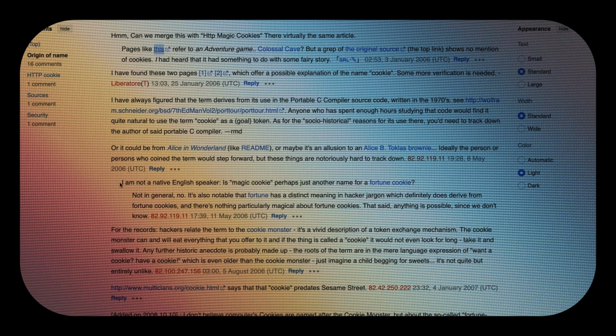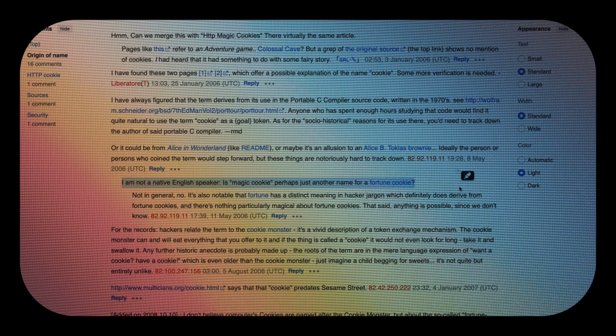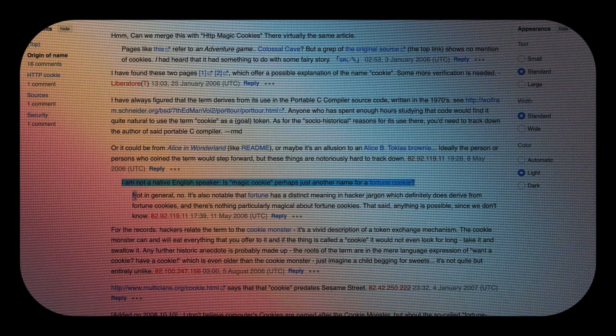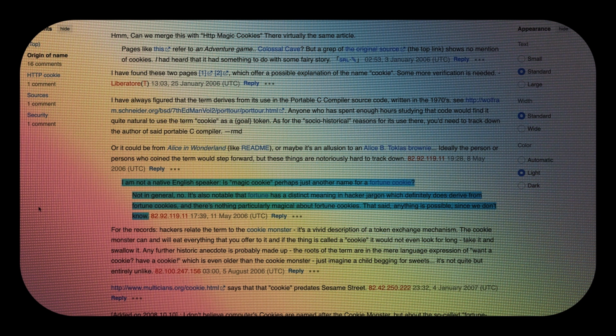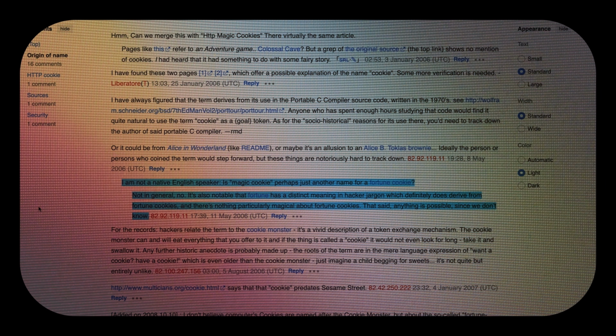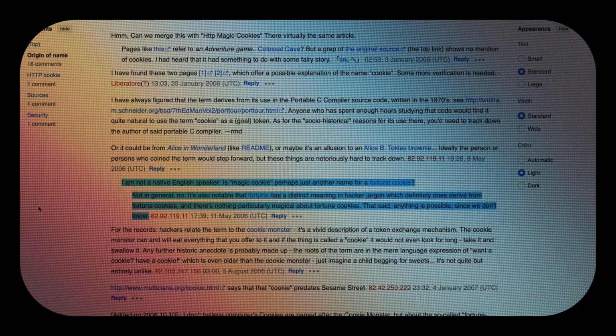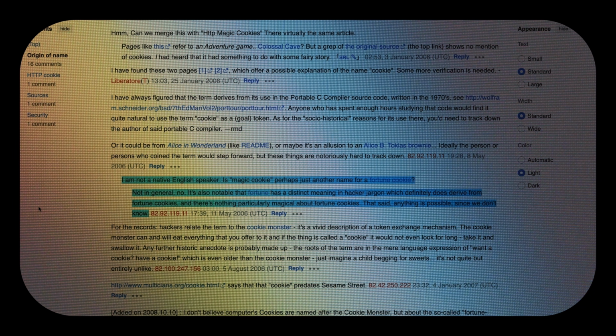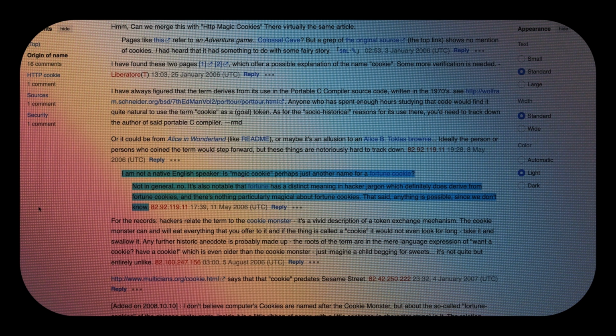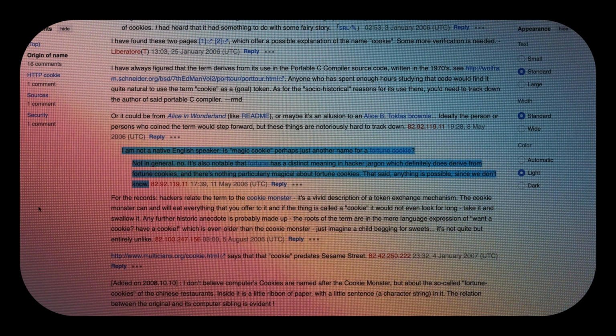Then you see one user here ask, I'm not a native English speaker, is magic cookie perhaps just another name for fortune cookie? Which is given the reply, not in general, no. It's also notable that fortune has a distinct meaning in hacker jargon, which definitely does derive from fortune cookies, and there's nothing particularly magical about fortune cookies. That said, anything is possible since we don't know. Yeah, as I say, anything is possible, so fortune cookies is theory number 3 then.